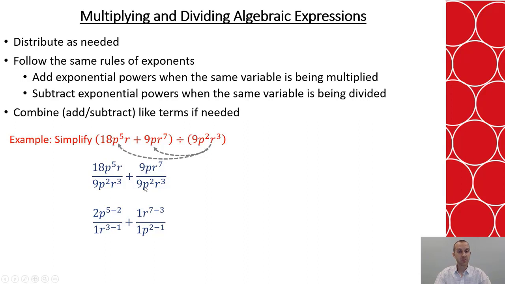Then I can say, okay, my p's, 2 is greater than 1, so I'm going to put p in the denominator, and I'm going to do the exponents of 2 minus 1. And lastly is my r's there. That's 7 and 3, so I'm going to say that's in my numerator, r to the 7 minus 3. Simplify and say, well, I can't combine them anymore because they have different denominators. I can finish here.